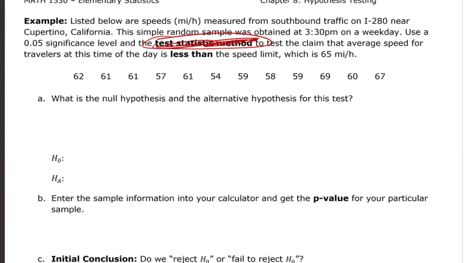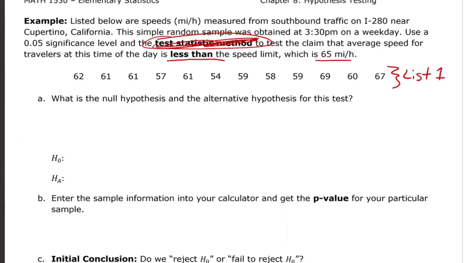This one is a sample where they're testing a claim that the speed of travelers is less than the speed limit of 65. So maybe people are thinking people are going super slow during this time of the day. Like maybe they think traffic slowed down at 3:30 on a weekday. They're like, oh, this traffic's going so slow, tired of waiting in this line. We have data here. We will enter this into list 1. I'm actually going to go ahead and do that on the side, so just have that ready for yourself.